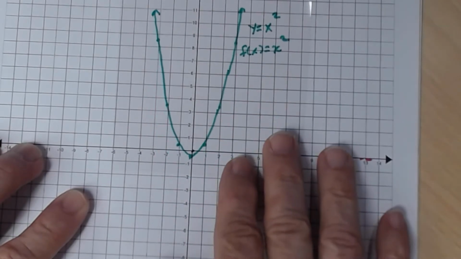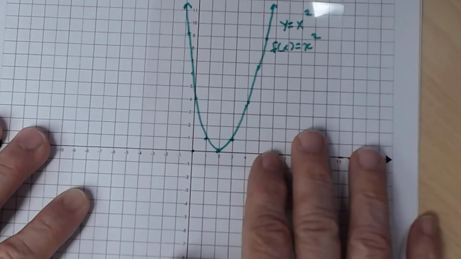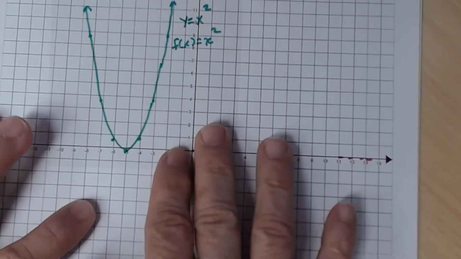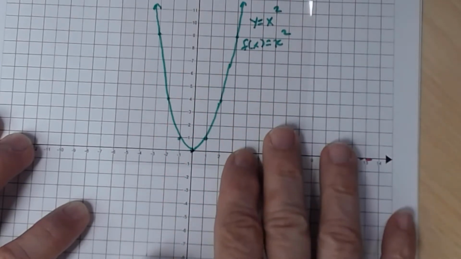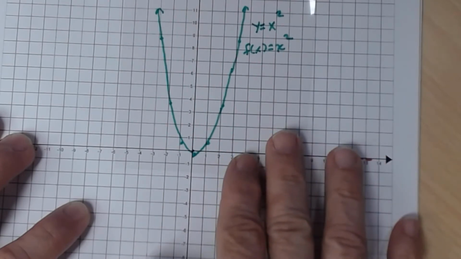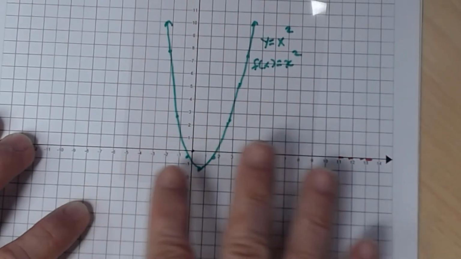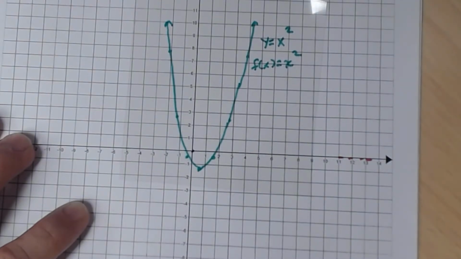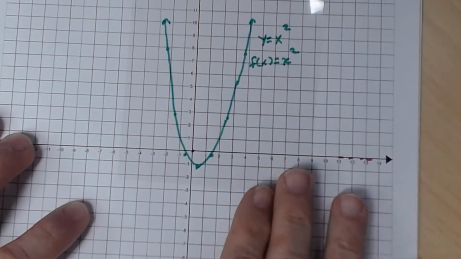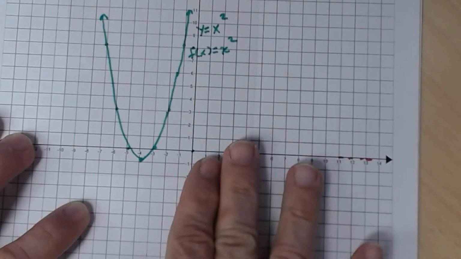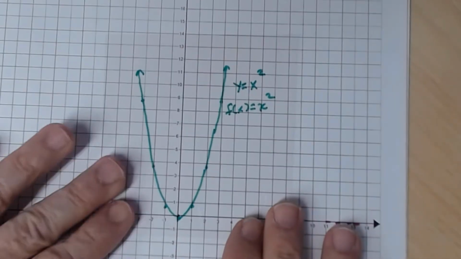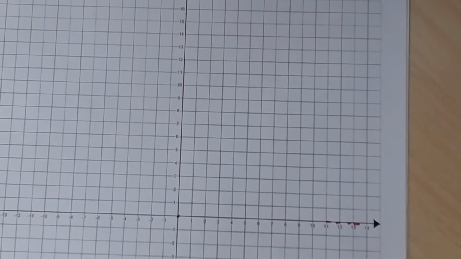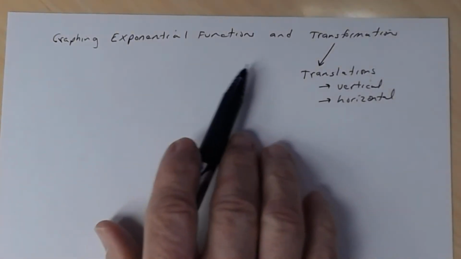So again, with regards to translations, this is horizontal, and this right here would be vertical. Okay, so those are vertical translations. All right, so horizontal translations and vertical translations together are called transformations. Now, there are other types of transformations, but what we're going to focus on here will just be translations, horizontal and vertical. Okay? All right, now, with regards to what we want to do today in this particular lesson, we're looking at graphing exponential functions using transformations.